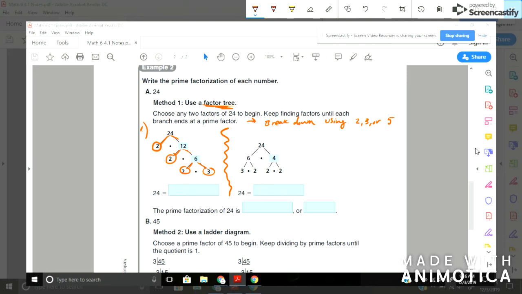So 2 is prime, done. 2 is prime, we don't branch anymore. 2 and 3 are both prime, so now we're done. So when we write the prime factorization of 24, we would say it is 2 times 2 times 2 times 3.